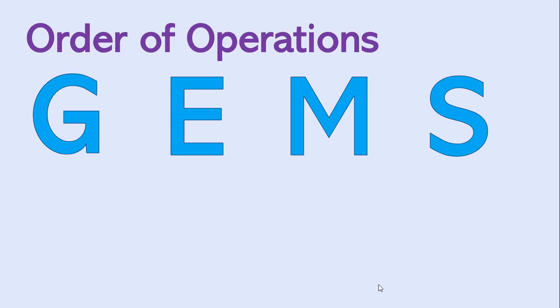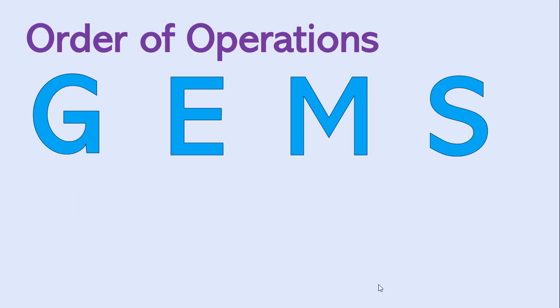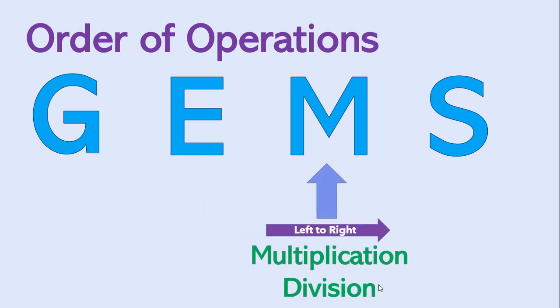Let's start with reviewing the order of operations. Remember when deciding which operation to do first in an expression or equation, we want to use GEMS. This tells us which operation to complete first. The G stands for grouping symbols, such as parentheses or brackets. The E stands for exponents, such as 10 to the power of 2. The M stands for multiplication and division.